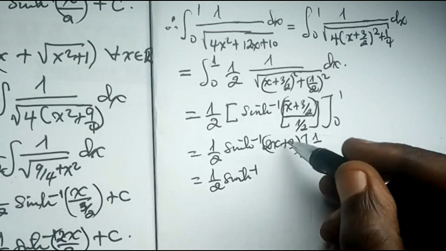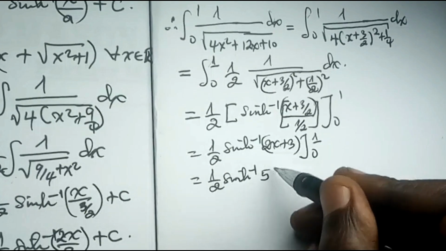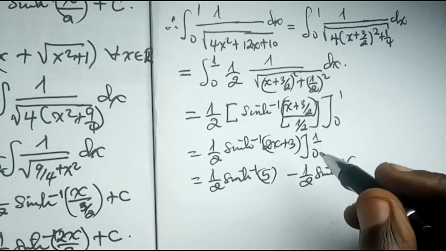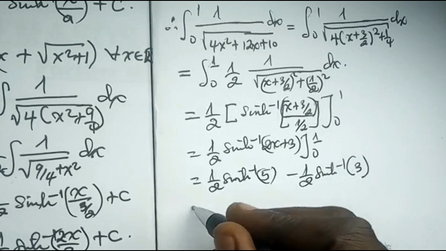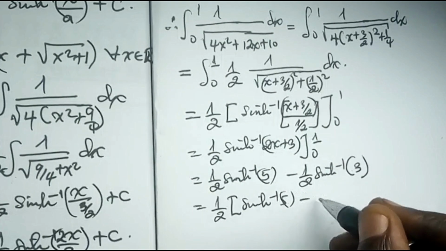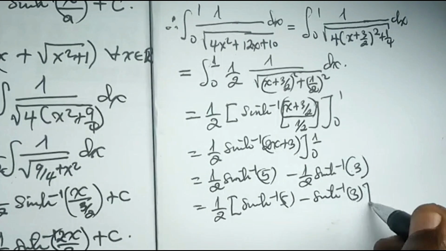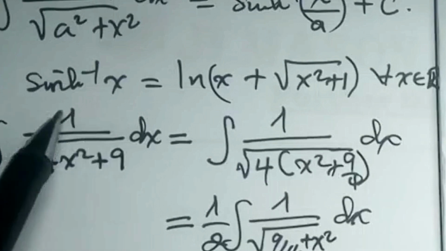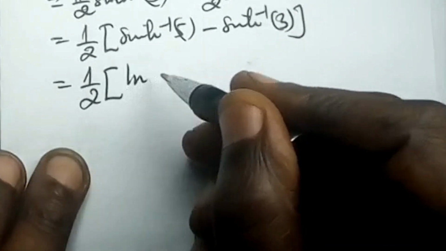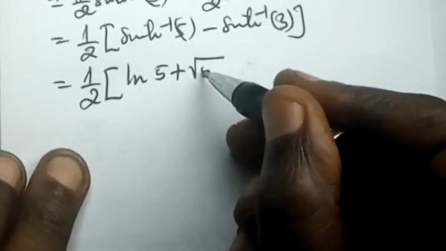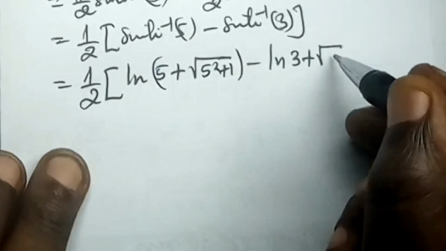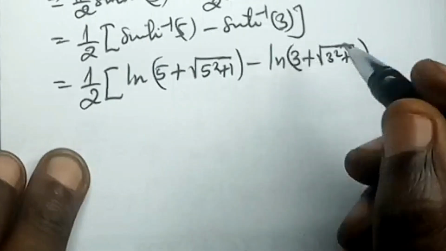This will be half sinh inverse of substituting the upper limit. I get 2 into 1 plus 3, which is 5, minus half sinh inverse of the substitution of the lower limit. 2 into 0 plus 3 gives 3, and this gives half into sinh inverse of 5 minus sinh inverse of 3. I can now use the logarithmic form, which was specified, to have half into ln of 5 plus the root of 5 squared plus 1 for this one, minus ln of 3 plus the root of 3 squared plus 1 for this other one.